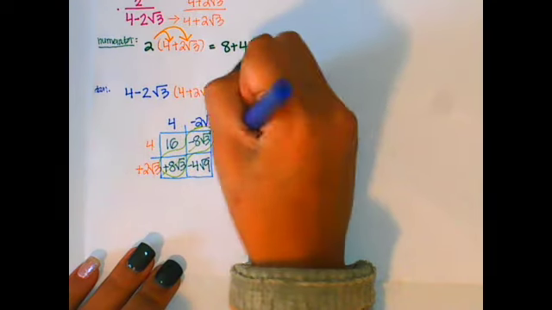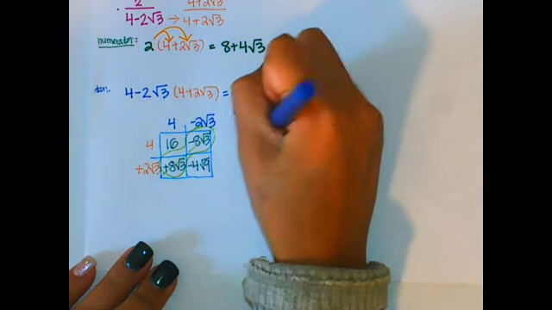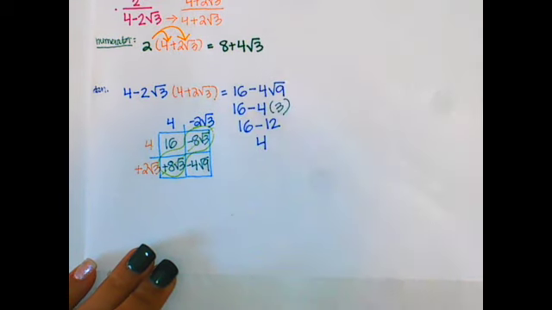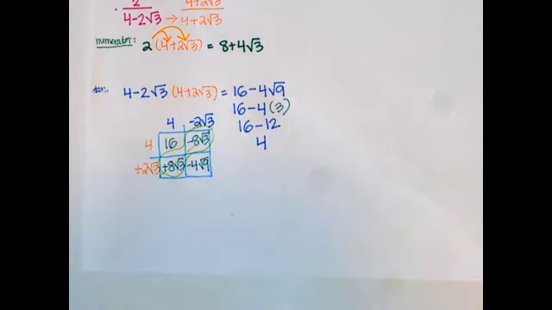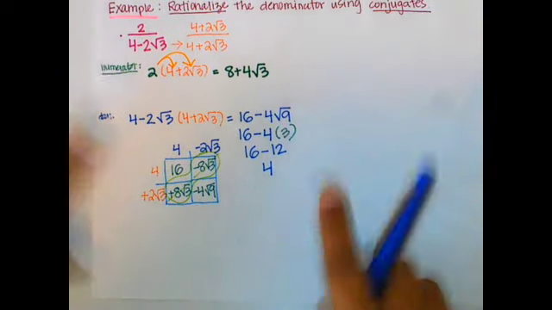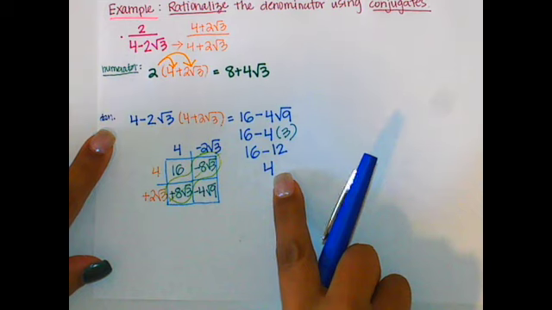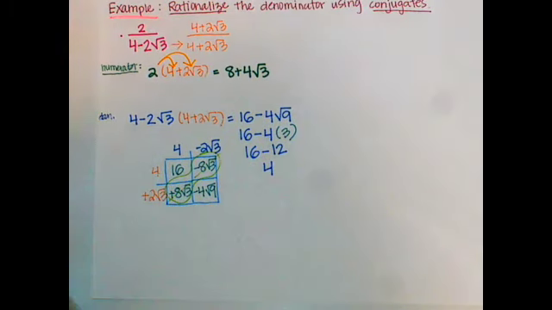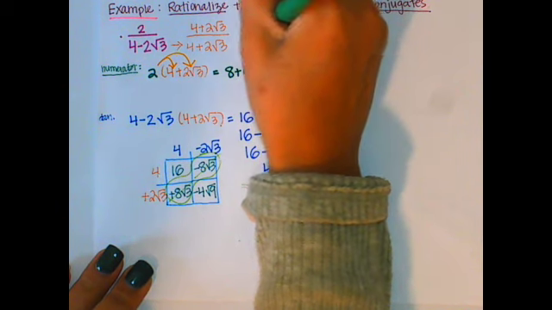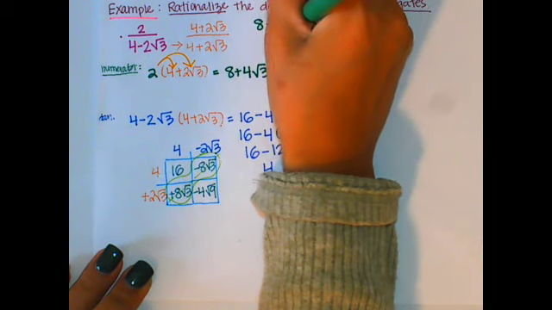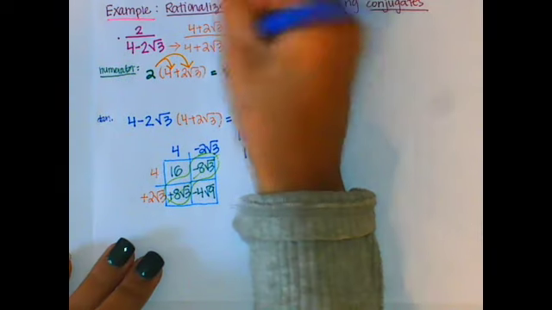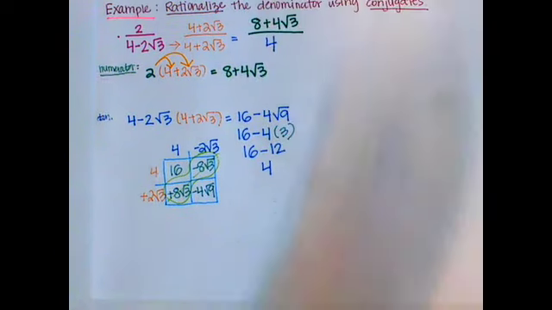So 16 minus 4 times 3 gives me 12. 16 minus 12 gives me 4. So if I take my numerator, which was this, and my denominator, which I simplified to 4, I can combine those two as my fraction. So 8 plus 4 radical 3 over 4.